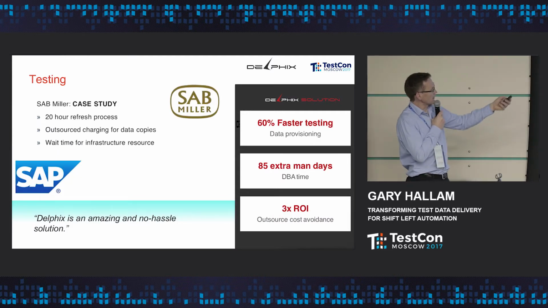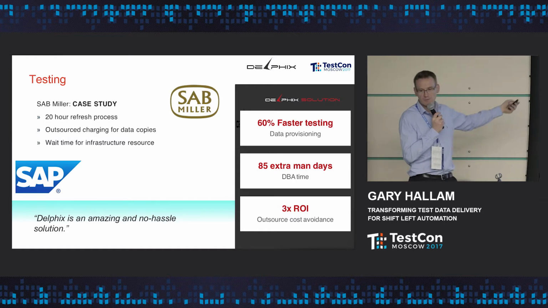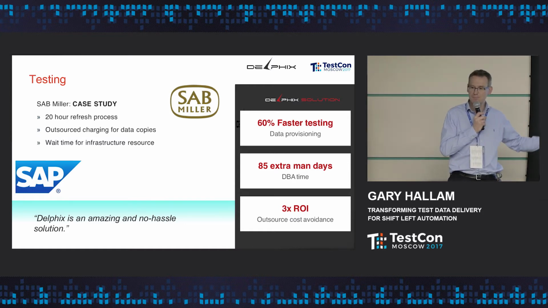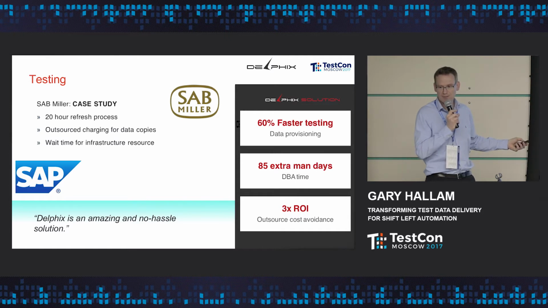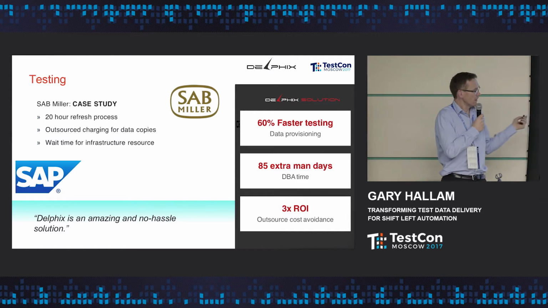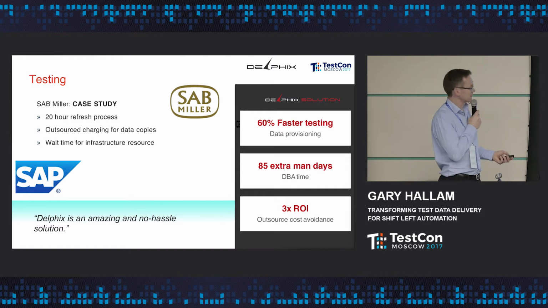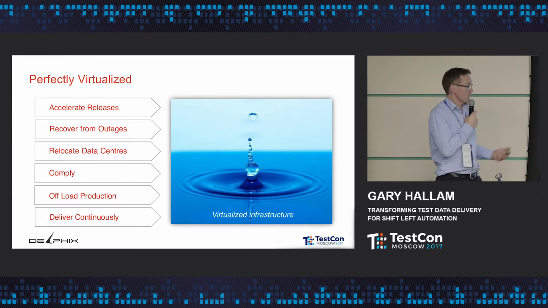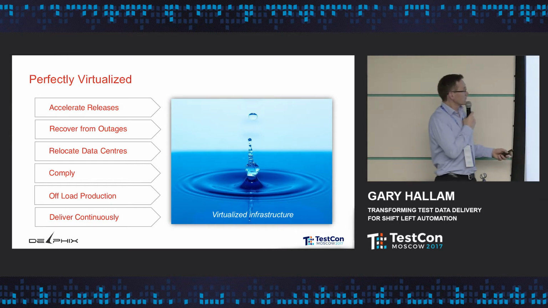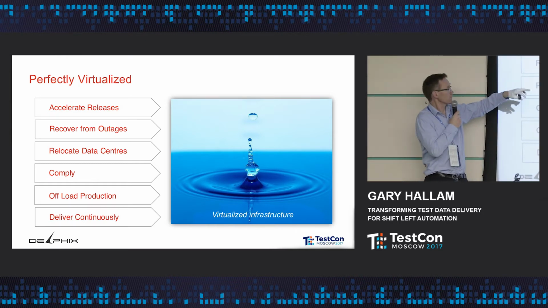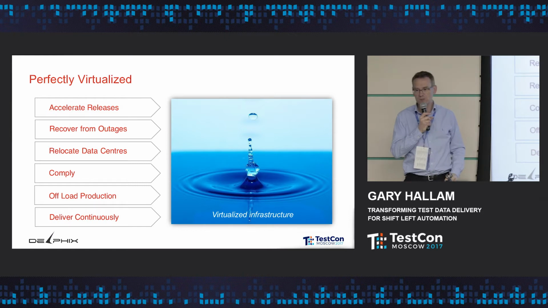And Saab Miller, again using SAP, is another story entirely. Migrating SAP is a difficult subject, but again, having a virtual copy of the database really speeds up the testing cycle there. So not only can you test, if you've got a virtualized infrastructure you can accelerate releases, and you can recover from outages as well.